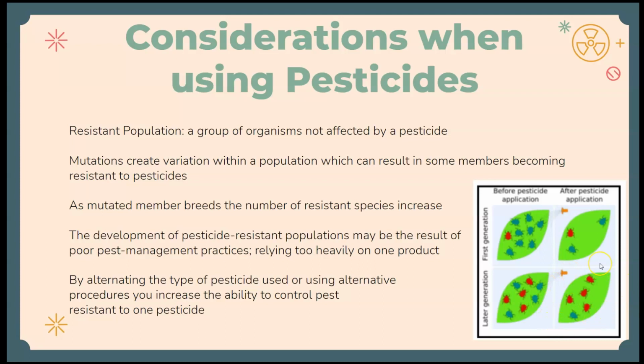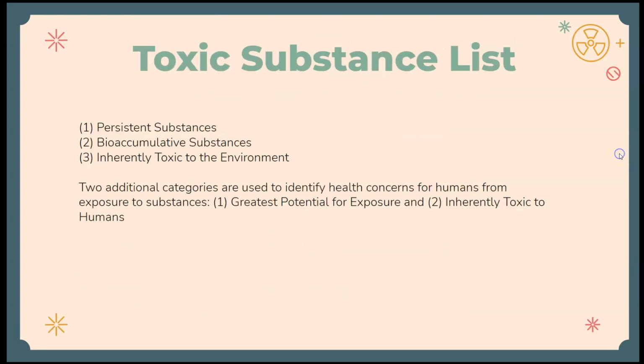So eventually you're going to start creating what we call superbugs, bugs that no longer die or are affected by chemicals because they've mutated and have gone past that process. So the development of pesticide-resistant populations is a result of poor pest management practices, meaning we've relied way too heavily on one product in our use of pesticides, and now we have bugs that are resistant to it. So the idea when we're using pesticides is that you want to alternate the type of pesticide used to increase the ability to control your pest resistance rather than just one type of pesticide.